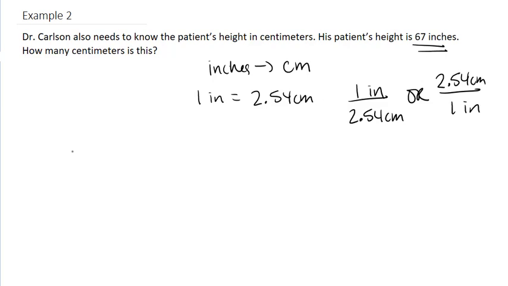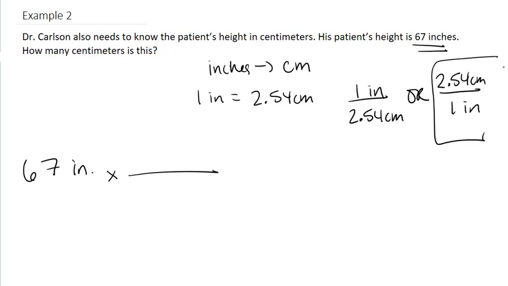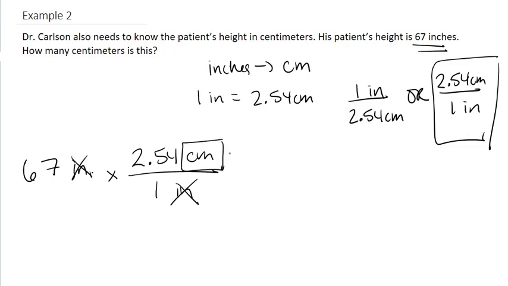So let's see which one we need to use. When we put out 67 inches, IN stands for inches, we need to multiply it by a conversion where we get rid of inches. So when we look at this, we need inches on the bottom. So it's the second one that we want to use. So we get 2.54 centimeters over 1 inch. This crosses out the inches here, and then we're left with just centimeters, which is exactly what we want, as we want to end up with centimeters.